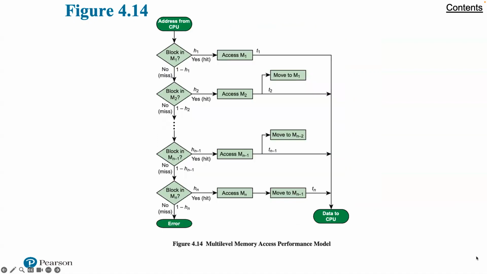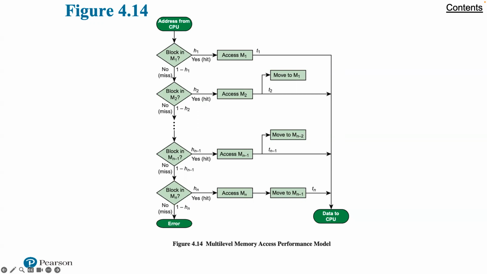Here, this figure 4.14 is a flow chart that provides a simplified memory access model for a memory hierarchy, which we can use to develop a formula for the average access time. It can be described as follows. Number one, the processor generates a memory address request. The first step is to determine if the cache block containing that address resides in the L1 cache. That is the memory level M1. The probability of that is H1.